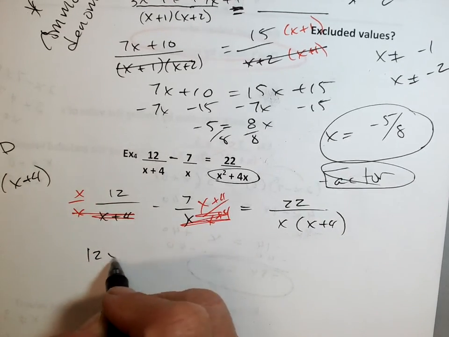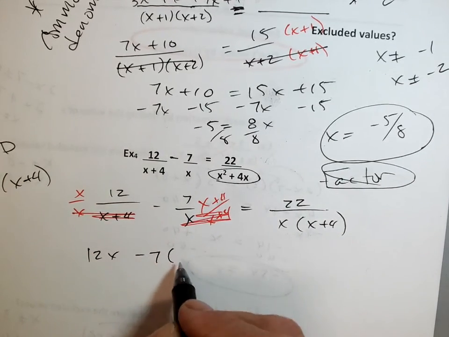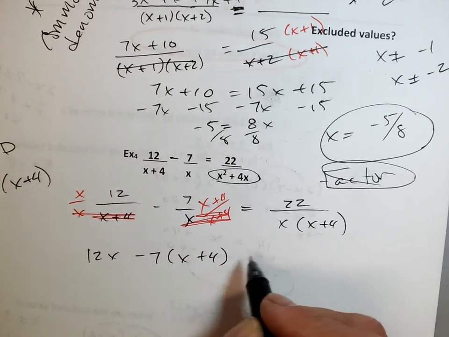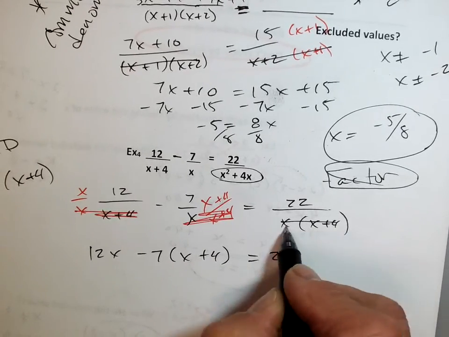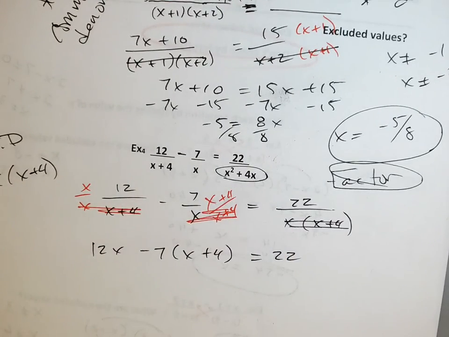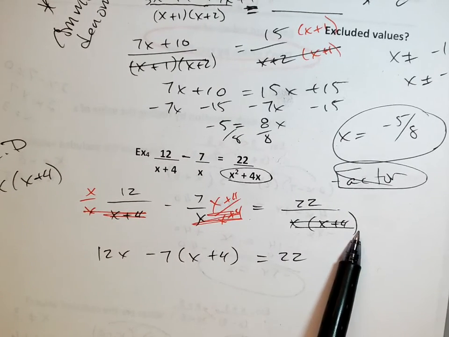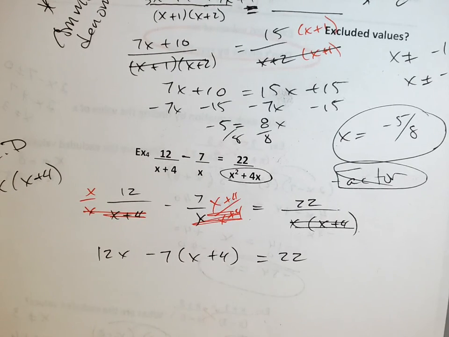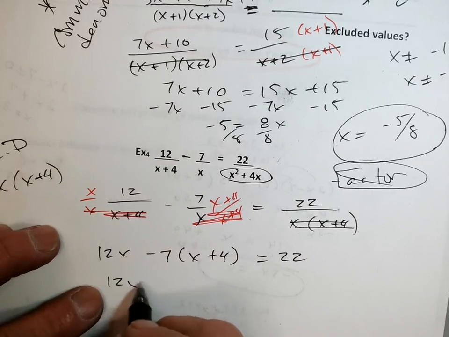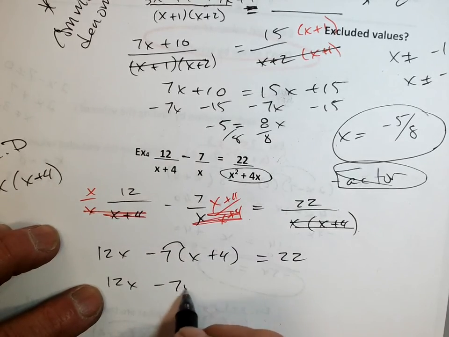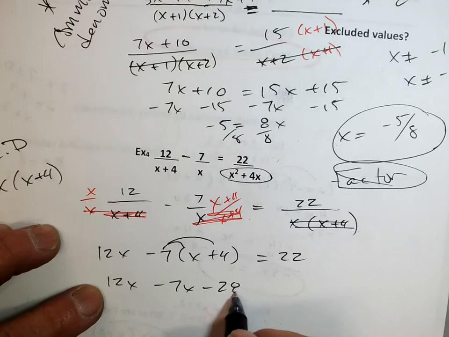So now what are we left with? Well, 12x minus 7 times x plus 4 equals 22, because we canceled that one out too. Once you get the common denominator, you can just get rid of it. I'll say it again. Once you get the common denominator, you can just get rid of it. So let's see what we get. Let's go ahead and solve this. 12x minus 7x minus 28.